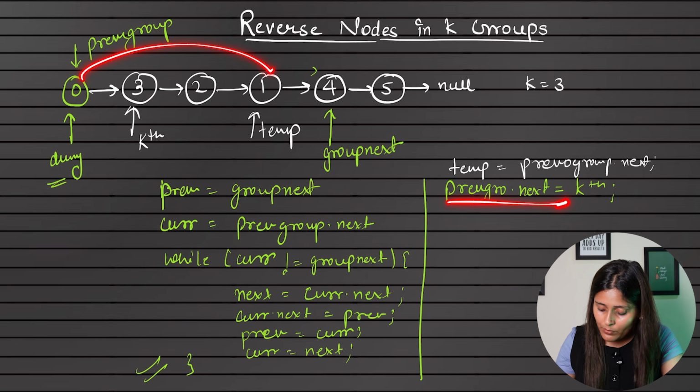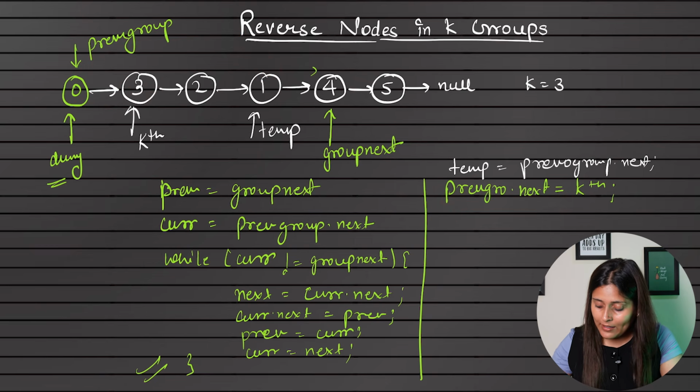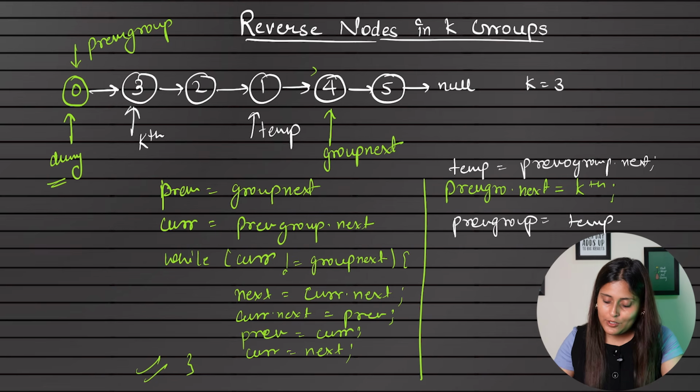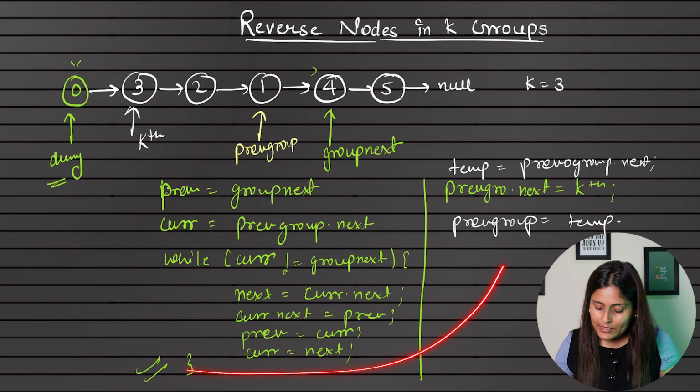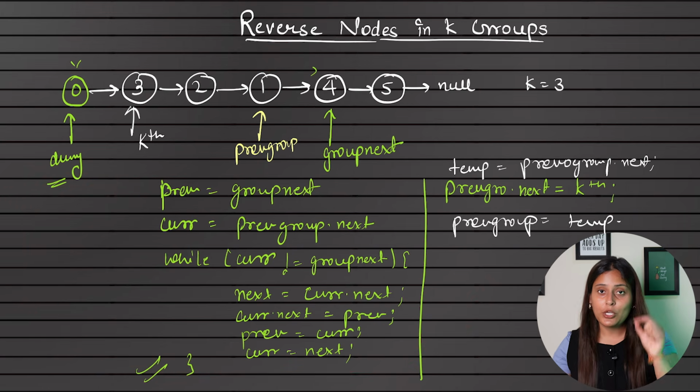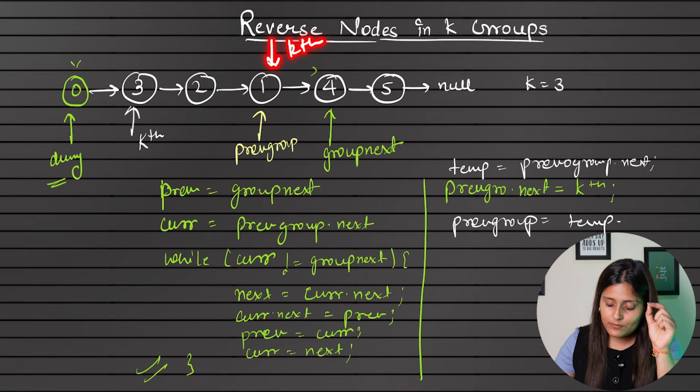Now you disconnected this one to connect it with 3. Now done: 0, 3, 2, 1, this. After this, what do you have to write? Just say the new previous group will be nothing but temp. So now the new previous group will not be this, but temp. Yes. So this will be my new previous group. Now what will you do? Again you restart your code from the previous group, so again you start your kth node from here.